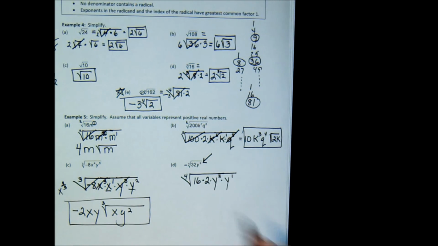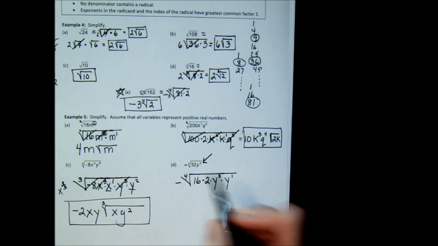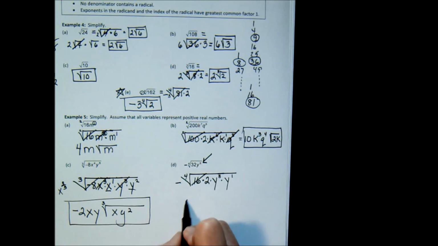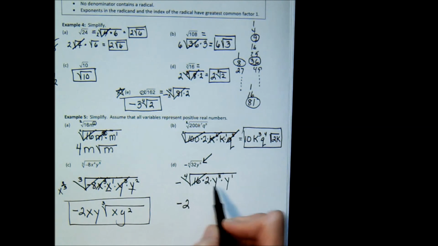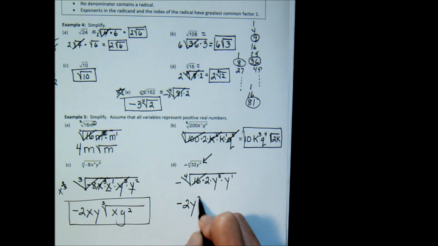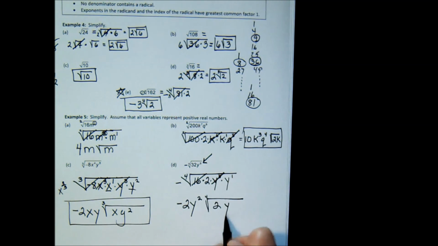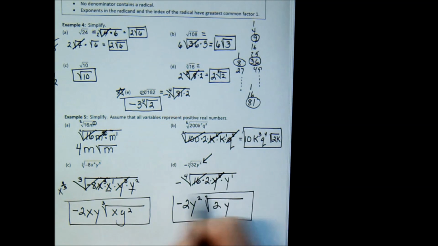Now we're ready to take the fourth root. Fourth root of 16 is 2. Remember, there's a negative out front. Fourth root of 2 I can't take. Fourth root of y to the 8th, 8 divided by 4, y squared. That's gone. This y is left. So what's left underneath is the fourth root of 2y. Again, those take practice.